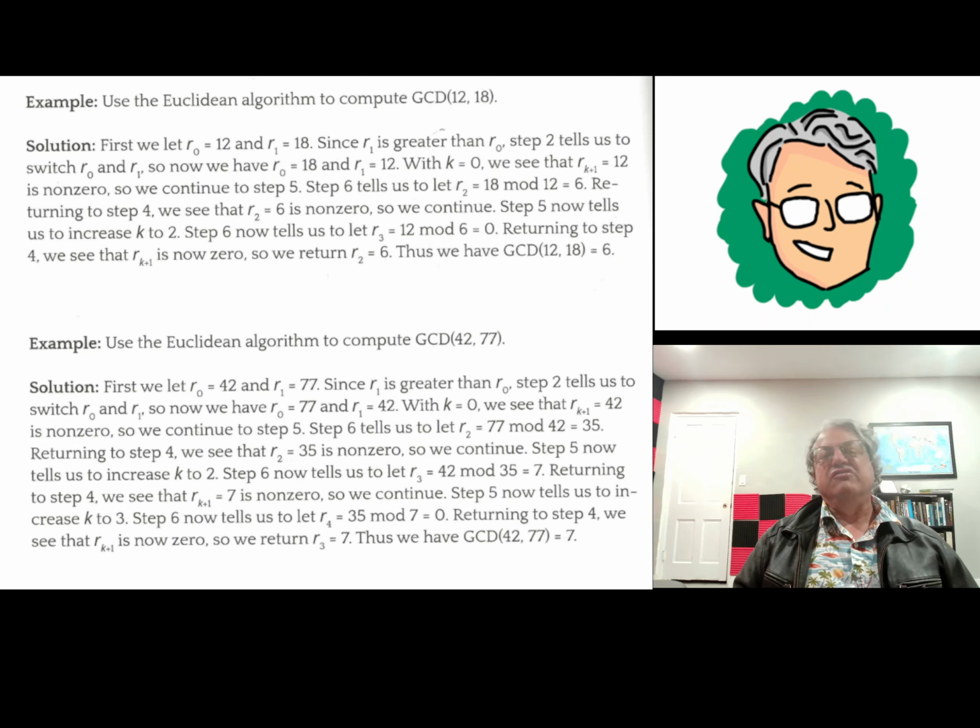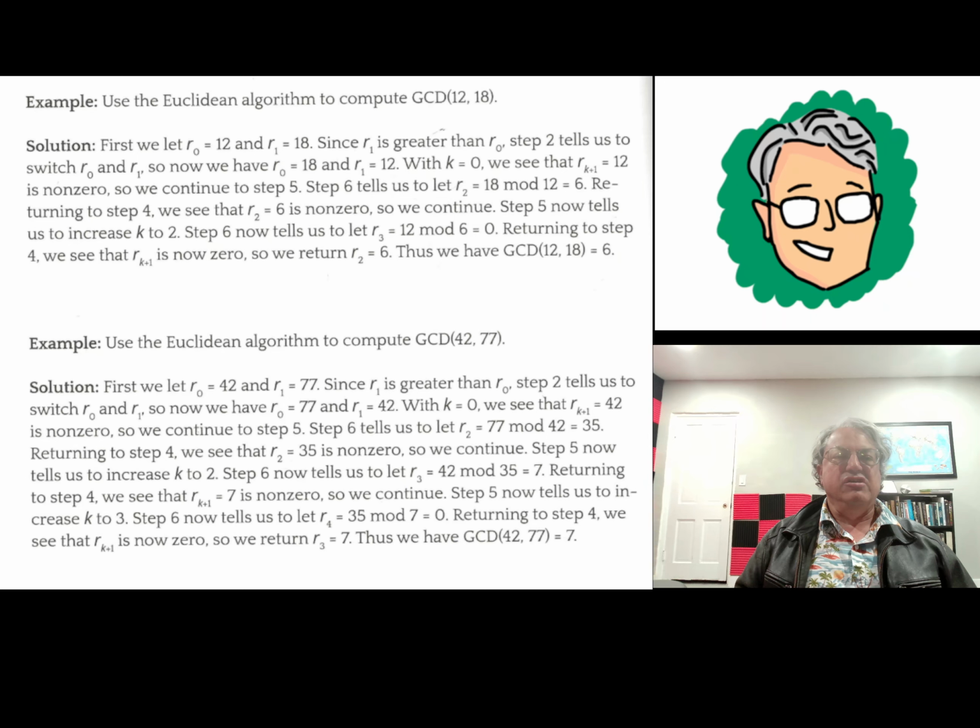Let's do a little bit harder example. Example 2: how about the GCD of 42 and 77? Once again, you want to write the larger number first. So we start with 77, that's our R0, and our R1 is 42. The first thing we do is divide 77 by 42. That's going to give you a quotient of 1 and a remainder of 35. You can check that. So our R2 is going to be 35.